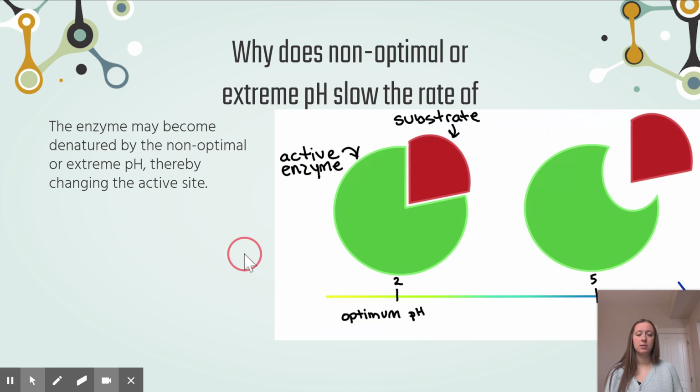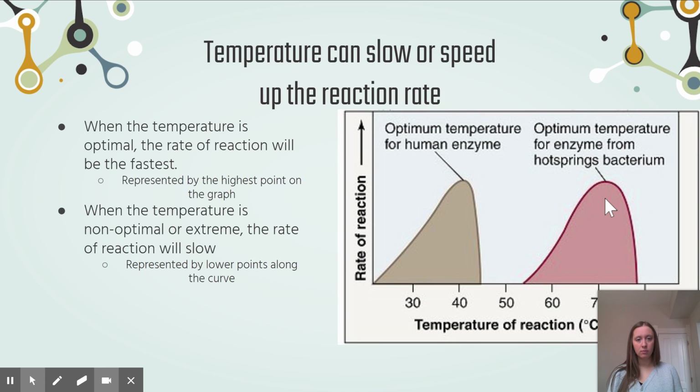So why is it that it slows down and stops? The non-optimal or extreme pH can slow the reaction rate. The enzyme can become denatured by non-optimal or extreme pH. When it's in its optimum, the active site fits the substrate. When it's in the incorrect pH, the active site actually changes and is no longer able to bind to the substrate. We can also see this in temperature.